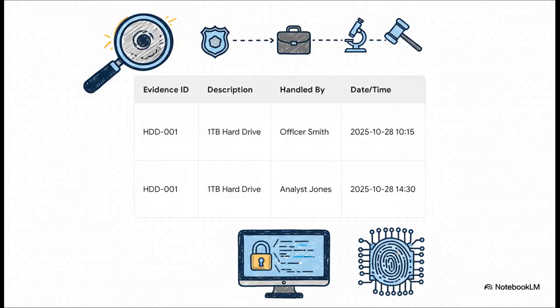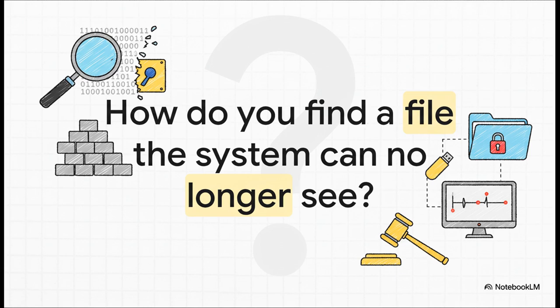And here's a simple example of what that log looks like. From Officer Smith at the scene to Analyst Jones in the lab, every single handoff is documented. Date, time, signature, the whole shebang. An unbroken chain means the evidence is legally solid. But a single broken link, one undocumented moment, that can get the entire case thrown right out of court. It's that serious.